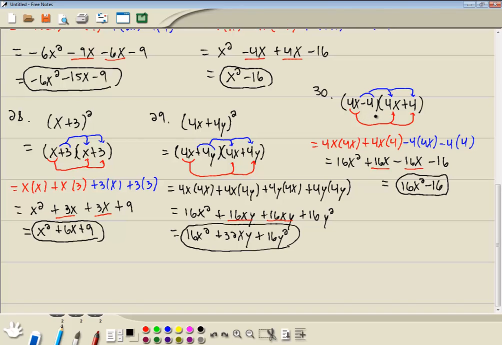Did you spot that they were conjugates? Firsts are the same. They're both 4x. The lasts are the same, 4 and 4. The sign in the middle is different. This is a minus and this is a plus. Again, if you spot that they're conjugates, then you can multiply the first parts together and the last parts together. 4x times 4x gives you 16x squared. Negative 4 times 4 gives you negative 16. And those would be our answers.